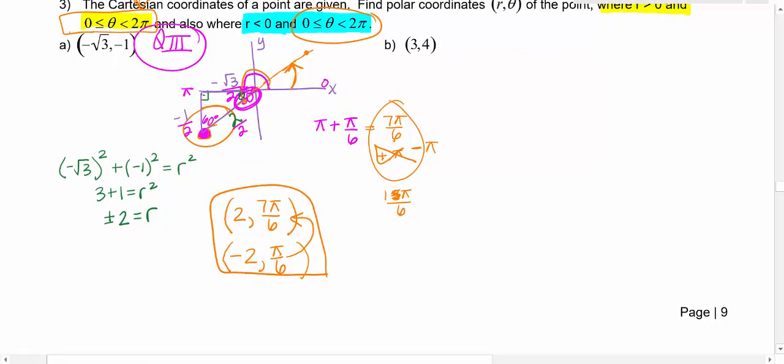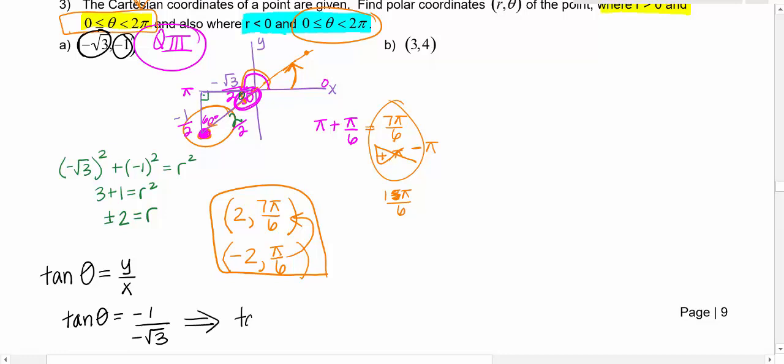If we are formula driven and using the relationships that we wrote down in that box earlier, we know we can solve for theta by using this formula right here, that tangent of theta equals y over x, because I'm given y and I'm given x. So I know tangent of theta is -1 over negative rad 3. And even if you simplify this and say tangent of theta is 1 over rad 3, if you're only using technology, I think you're going to run into a bit of a snag.